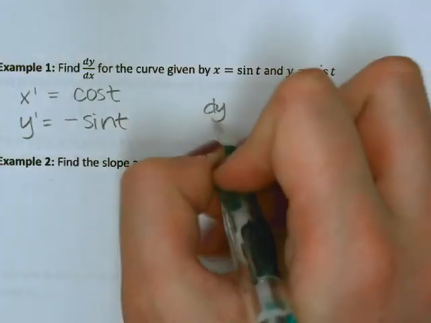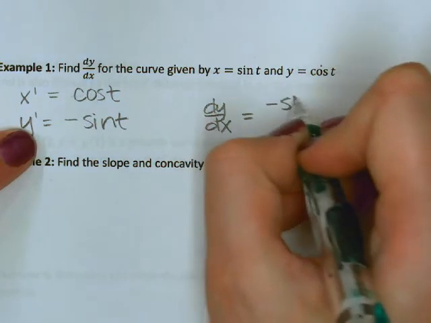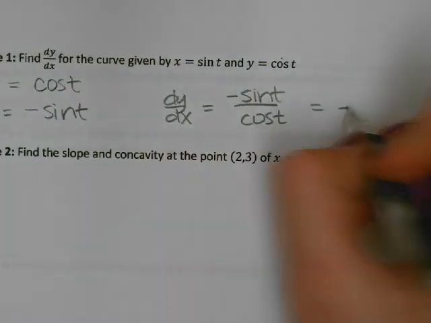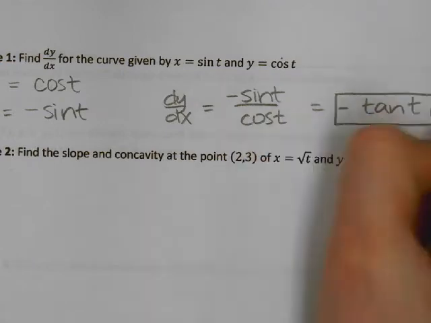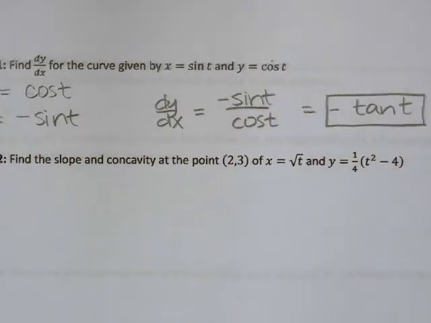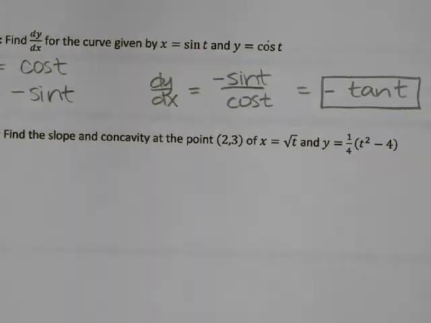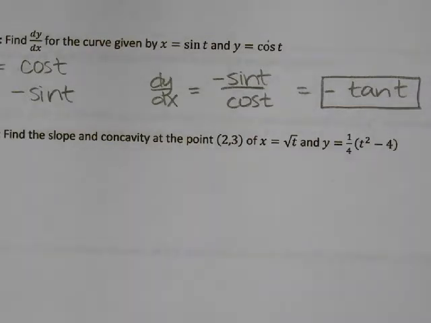So dy/dx is going to be the derivative of y divided by the derivative of x. And negative sine divided by cos is negative tangent. So that's our general slope there, right? And if we wanted to know the slope at any specific time, we could just plug in the value for t and we would know the slope, or the rate of change, at that specific time.